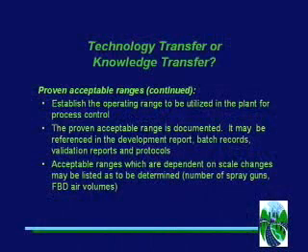Okay, establish the operating range to be utilized in the plant. Proven acceptable ranges have to be documented, and then it is referenced in the development report, batch records, validation. You don't necessarily even have to put this up there as a report to be presented. It's your bullet vest, your bulletproof vest. It backs up the information in your primary documents.